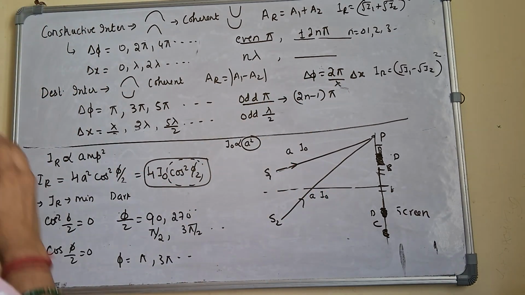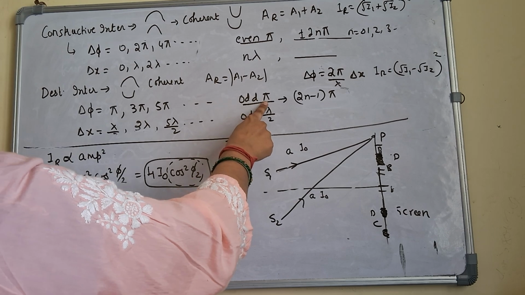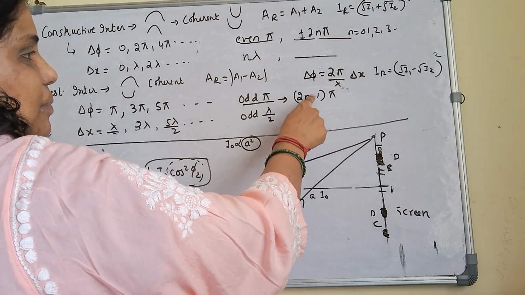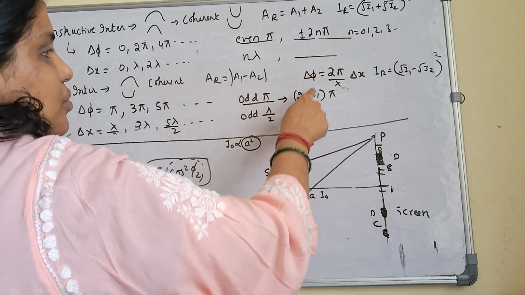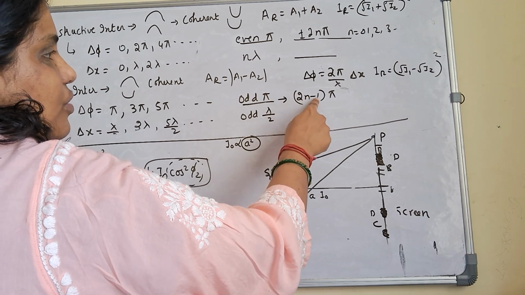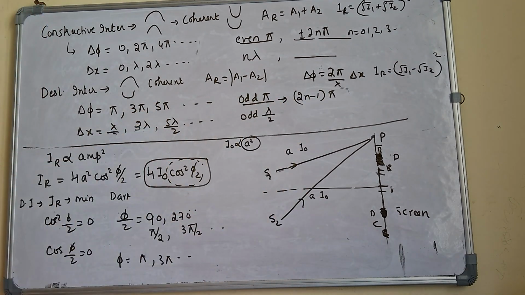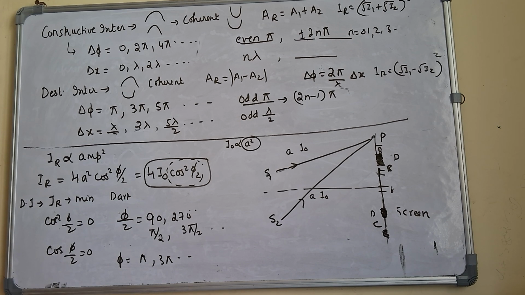It's the same thing. See, you remember it as odd pi. N is 0, that means it is just pi. N is 1, 2 into 1 is 2, 2 minus 1 is 1. So it is again the same thing. Alright. So this is what you are getting. Right. So what will be the path difference?